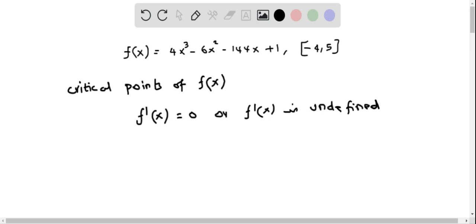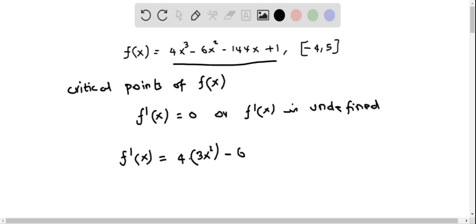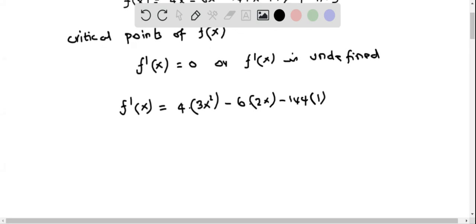So first I'm going to find the derivative of the function f of x. So I write f prime of x, and this equals, we should find the derivative of each term on the right side expression. For each term we can apply the power rule. So 4 times the derivative of x cubed is 3x squared, minus 6 times the derivative of x squared is 2x, minus 144 times the derivative of x is 1, plus the derivative of the constant, which is 0. So I just ignored it.